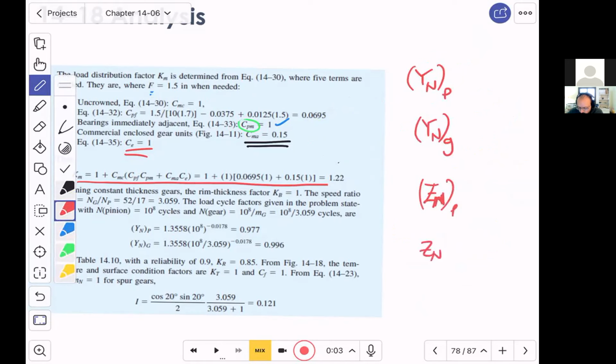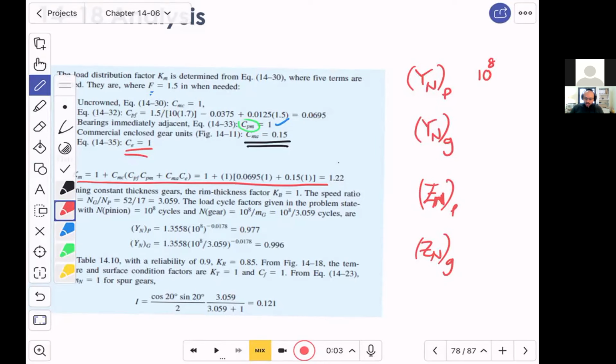And Zn, we need to find it for the gear. What are these curves? They are for life or cycles correction. We were mandated to calculate the life based on 10 to the power 8, but the strength, all parameters, mostly strength, is determined based on 10 to the power 7 and 99% reliability. So the reliability is different and the life is also different.